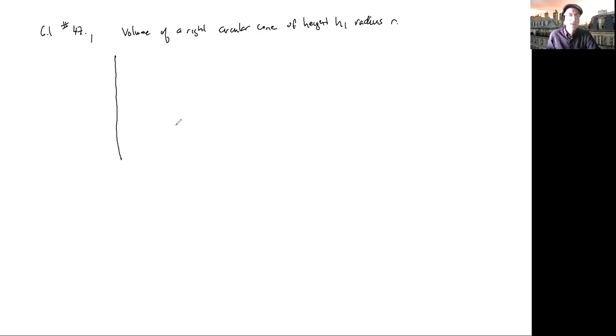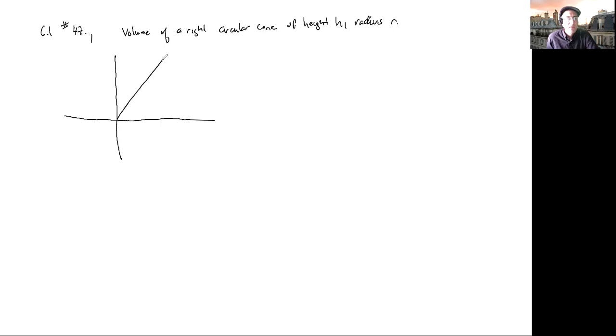So number 47 is, section 6.1, number 47. It's the volume of a right circular cone of height h and radius r. Okay, so let me draw a picture on how to do this problem. So there are various ways to set it up. I'm going to set the cone up like this.